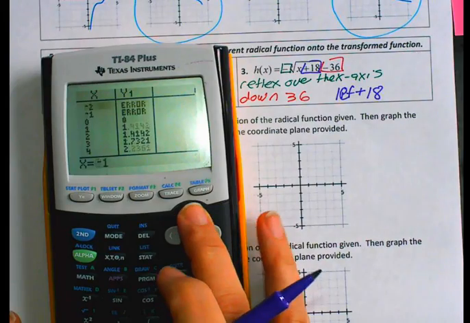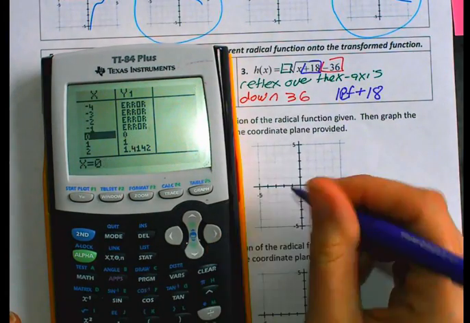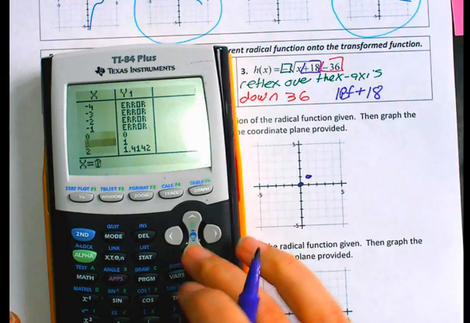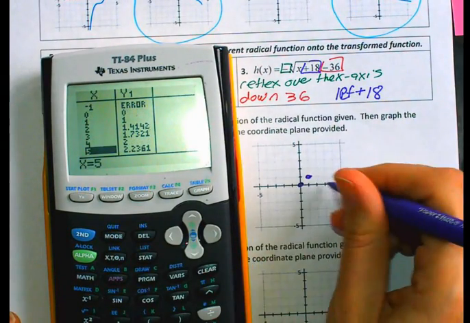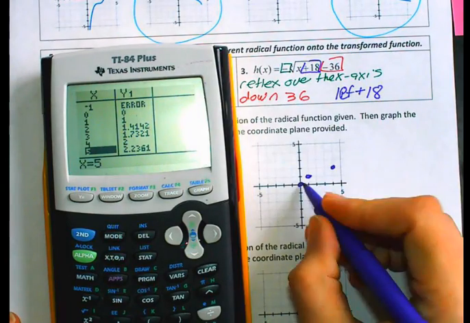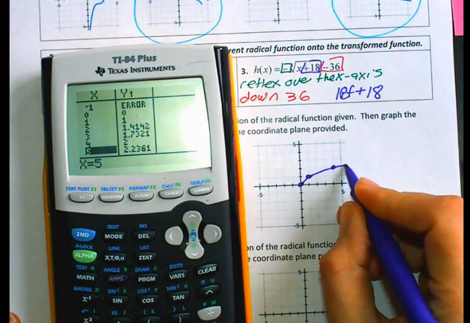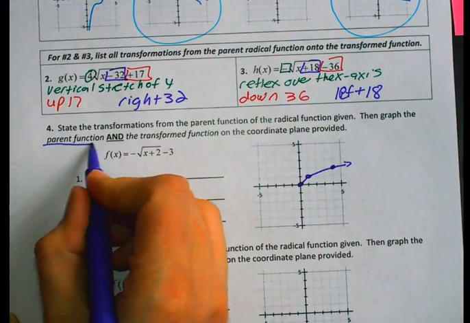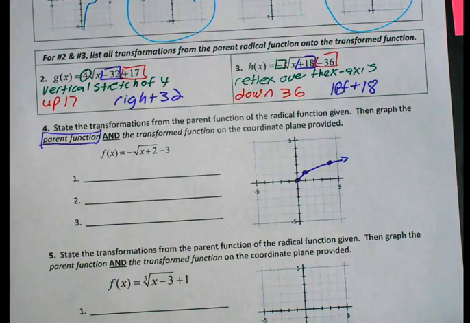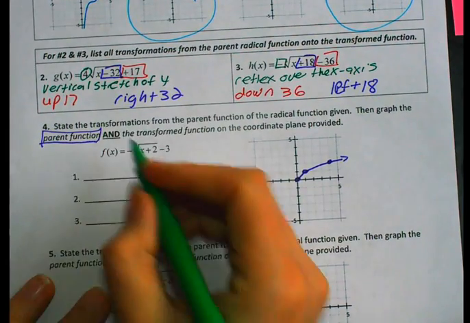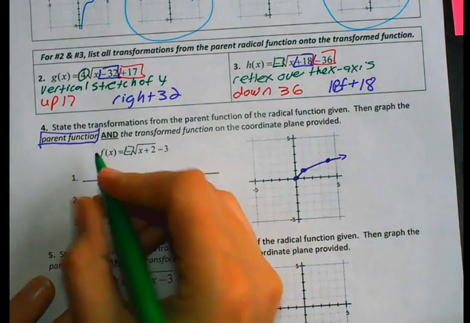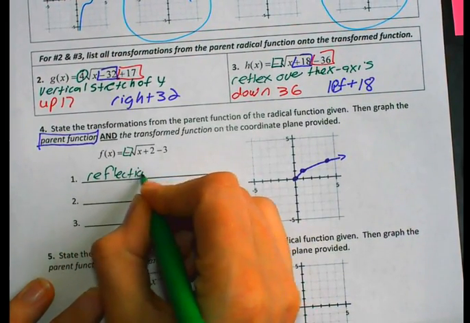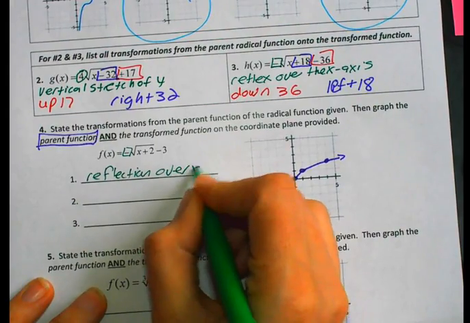I'm going to plot my parent function in purple. So 0, 0, 1, 1, 4, 2. So my parent function looks like this. Okay, so that was my parent function. Alright, now let's look at our transformed function. So that negative in front means a reflection over the x-axis.